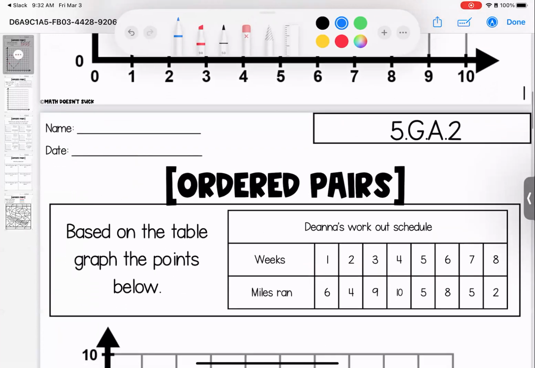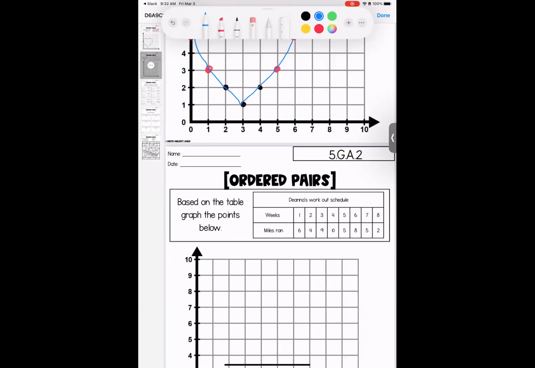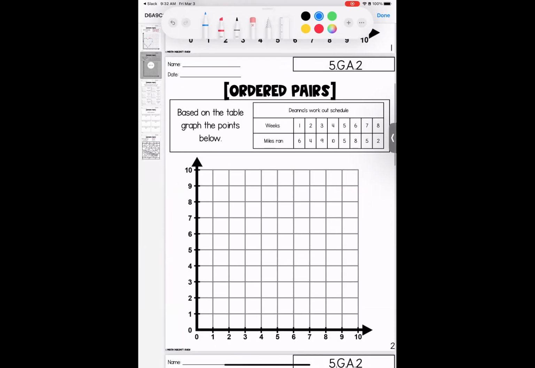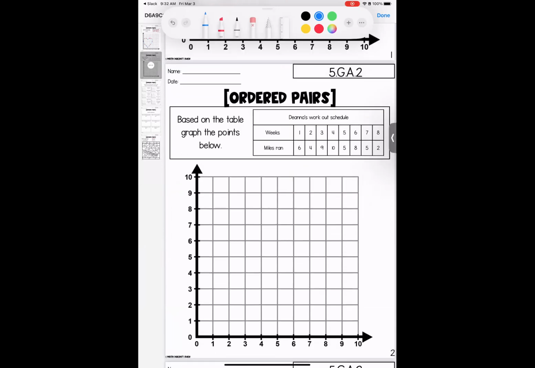All right, so looking at our second set of ordered pairs, we are graphing our points based on the graph below. For the weeks, that is going to be our X, and the miles run, that is going to be our Y. So just like a line graph, we have 2 points that we're using to put on our axis.